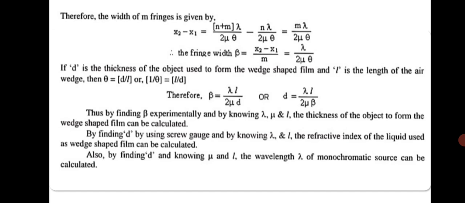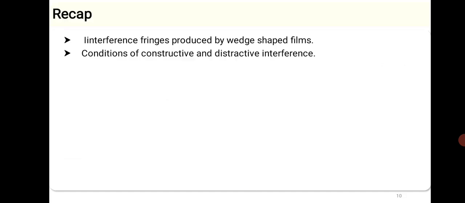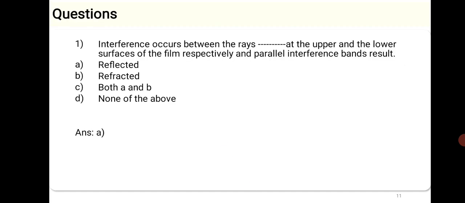Thus, by finding beta experimentally and by knowing lambda, mu and l, the thickness of the object used to form the wedge shaped film can be calculated. By finding d using a screw gauge and by knowing lambda and l, the refractive index of the liquid used as a wedge shaped film can be calculated. Also, by finding d and knowing mu and l, the wavelength lambda of the monochromatic source can be calculated.